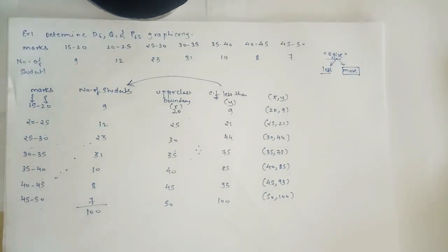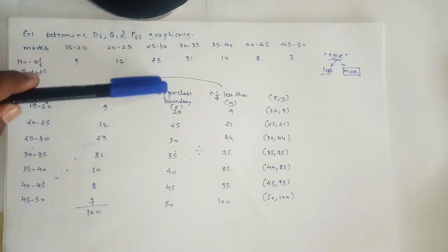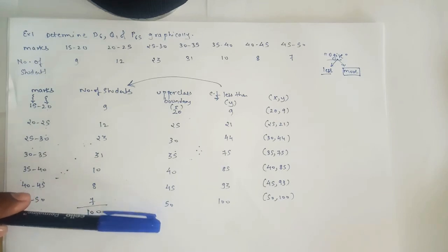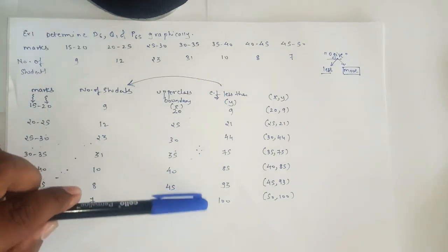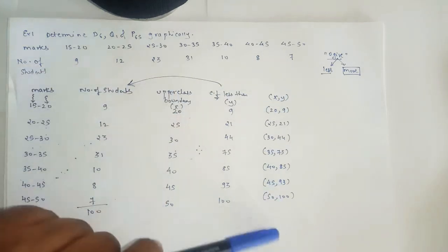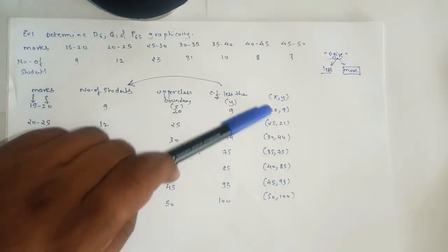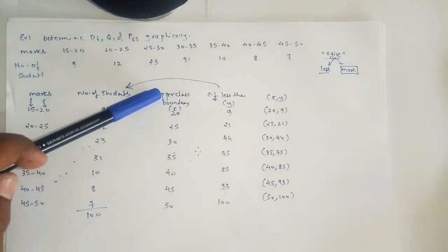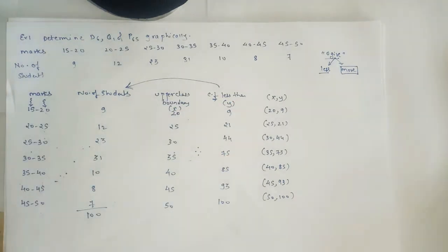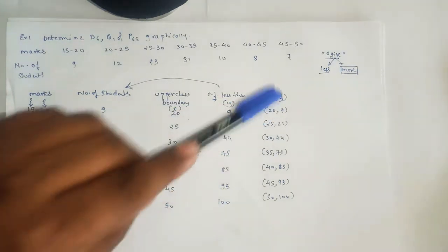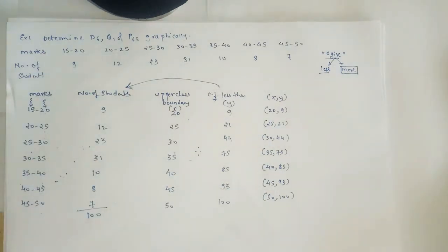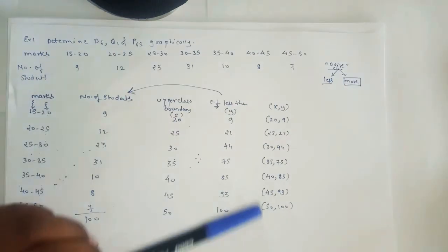So this is step number 1, in which you have to prepare the table. Once again I will explain this table. In the first column you will write the class, then frequency. In the third column you will write the upper class boundary, and in the fourth column you will write cumulative frequency less than, and in the last column you will write the points x comma y. So your x is the upper class boundary and your y is the cumulative frequency less than. This last column is not compulsory. If you increase the column it's okay, no problem.